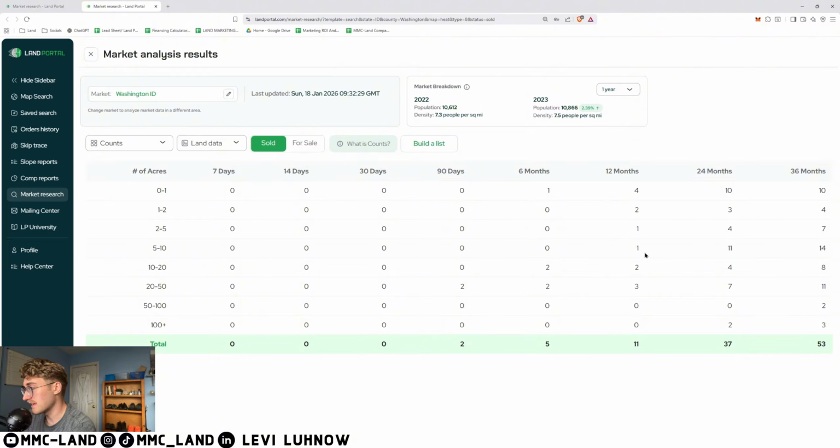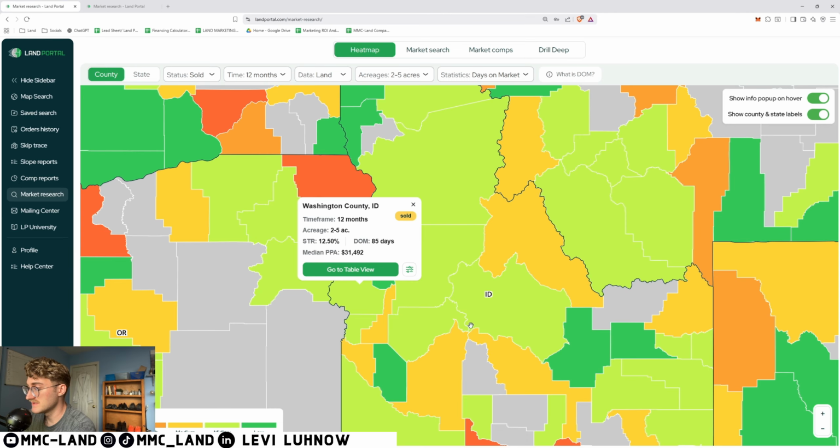It's not my favorite county, right? And so that's something to take into account. Like, I probably wouldn't like this county, even though it reflects a very quick days on market.